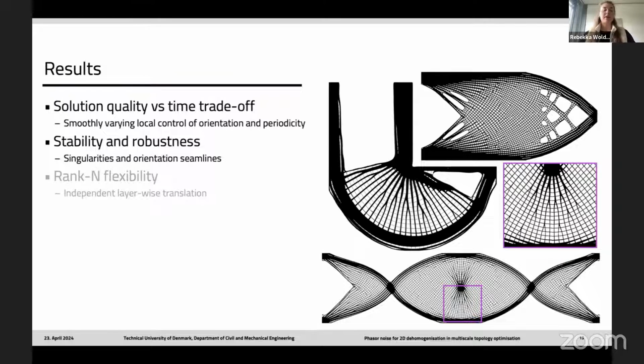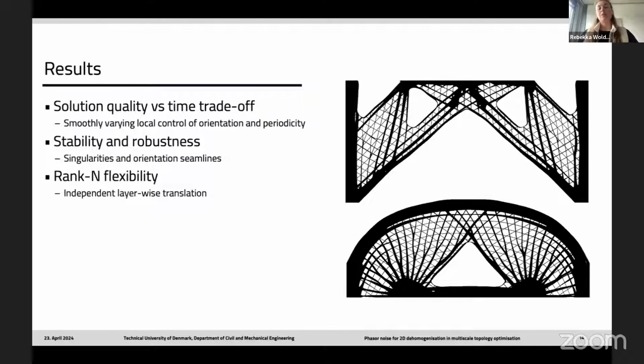There was also an observed increase in stability and robustness in handling problems with singularities or other artifacts in the orientation fields, as well as structures with small holes or very thin structural features. And due to the layer-wise handling of the rank-n laminates, the procedure can be extended to any rank-n problem, which is here exemplified by rank 3 multi-load cases.